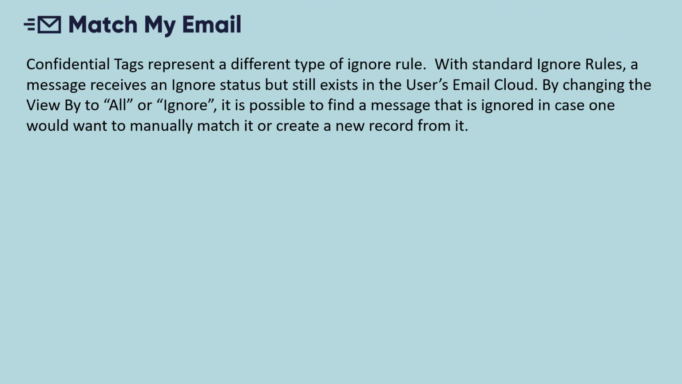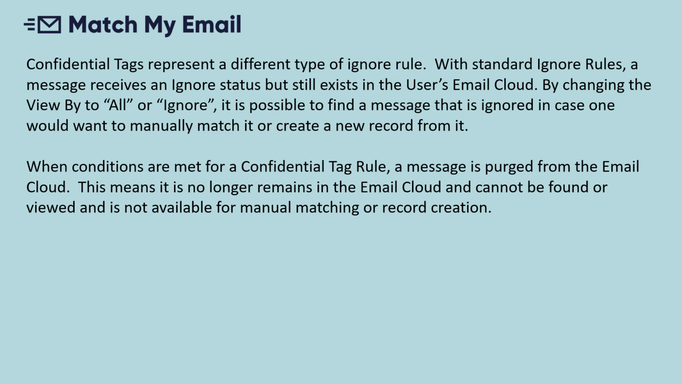Confidential tags represent a different type of ignore rule. With standard ignore rules, a message receives an ignore status but still exists in the user's email cloud. By changing the view by to all or ignore, it is possible to still find a message that has an ignore status in case one would want to manually match it or create a new record from it.